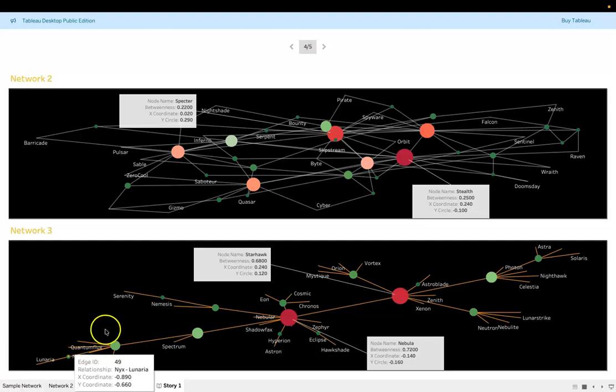Network 3, by contrast, concentrates nearly all communication through Nebula and Starhawk. Their betweenness values, 0.72 and 0.68, demonstrate how essential they are to the structure. This makes network 3 highly fragile and far more vulnerable to malware spread or device failure.